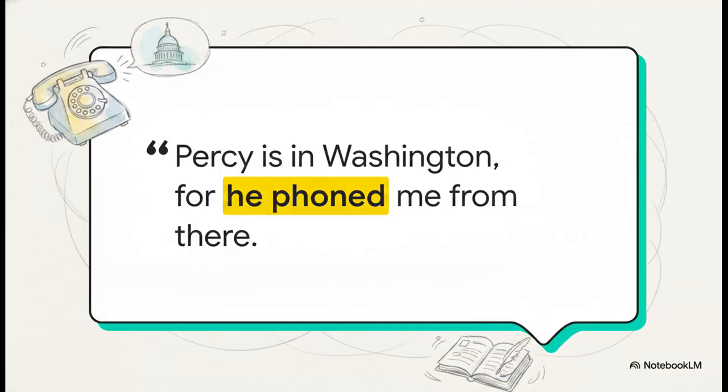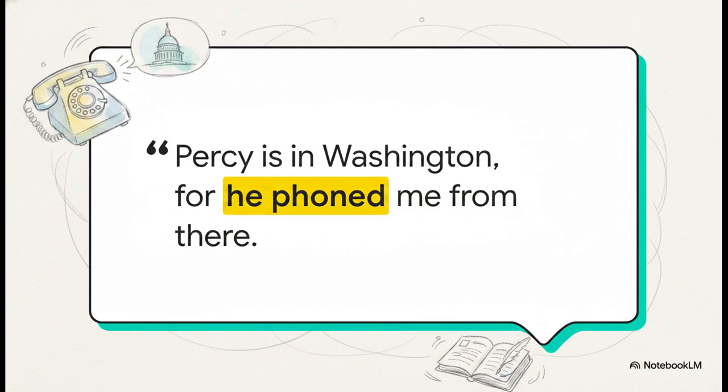But wait, then we get into indirect reason, and this is where it gets incredibly cool. Consider this sentence. Percy is in Washington, for he phoned me from there. Think about that for a second. The phone call is obviously not the literal cause of Percy magically teleporting to Washington, right? Actually, the phone call is the reason the speaker knows he's there. The clause motivates the speech act itself, the fact that I'm telling you this, not the physical event of him traveling.